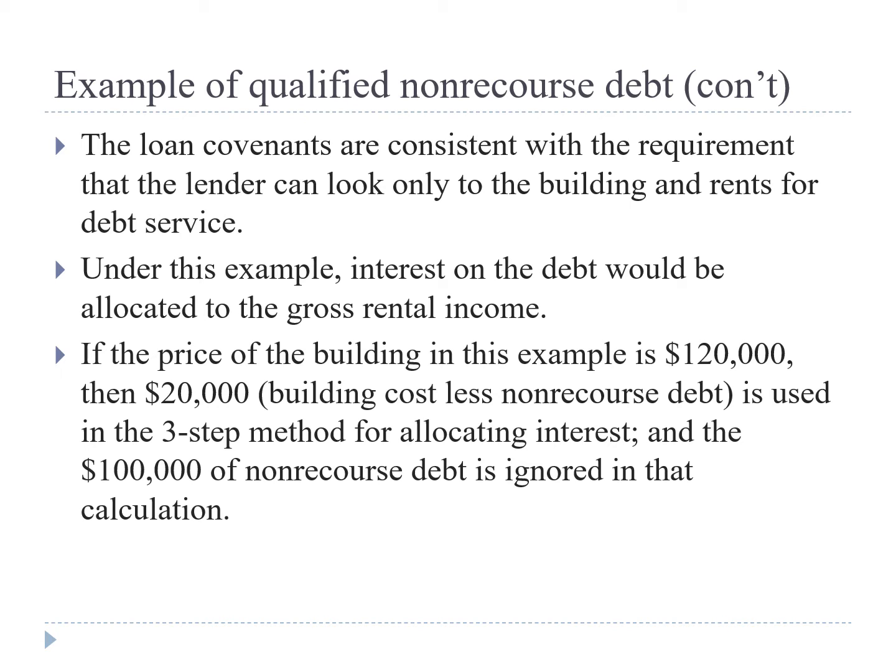If the price of the building in this example is $120,000, then $20,000, the building's cost less non-recourse debt, is used in the three-step process for allocating interest, and the $100,000 of non-recourse debt is ignored in that calculation.